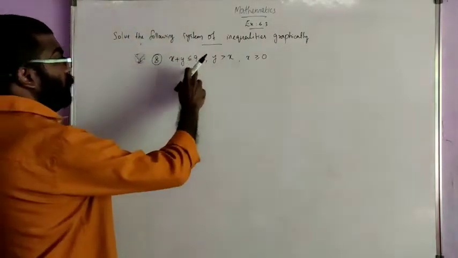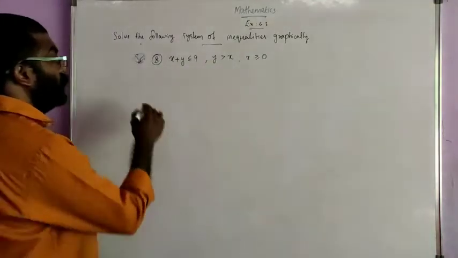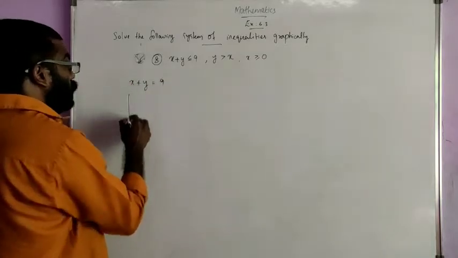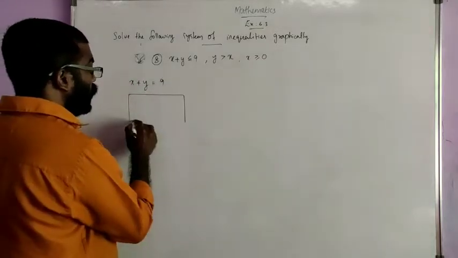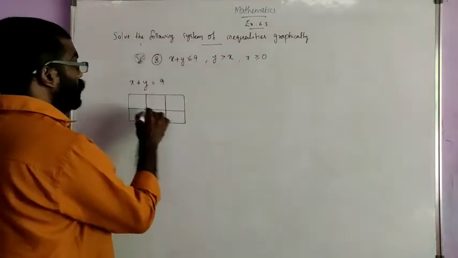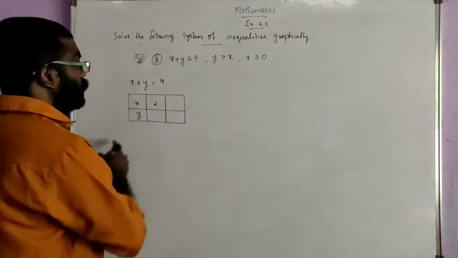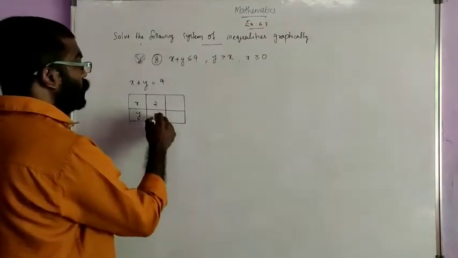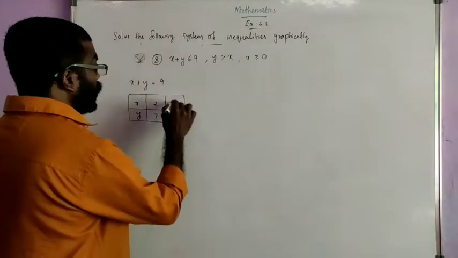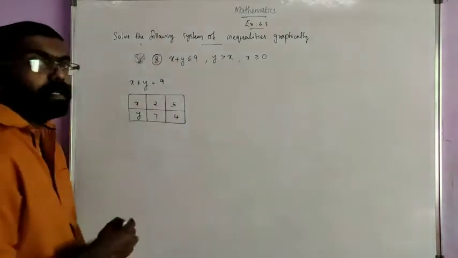x plus y less than or equal to 9, y greater than x greater than or equal to 0. First x plus y equal to 9. You can find points x and y. Here I am going to put x as 2. So y is equal to 9 minus 2, 7. Or 2 plus 7 is equal to 9. Okay. And when x is equal to 5, y is equal to 4. 5 plus 4 gives 9.